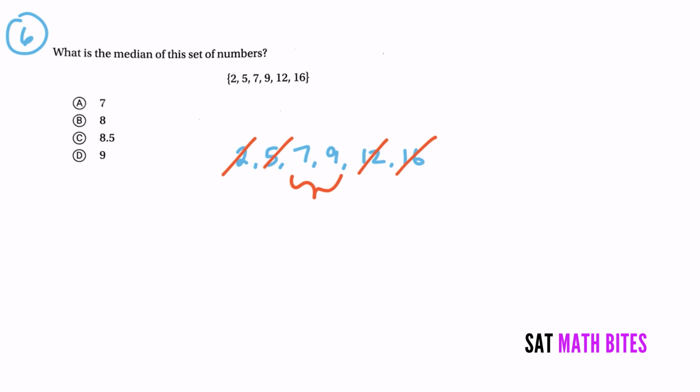So if you only had one number in the middle, that would be the median. But since we have two, we take the average of those two numbers, add them up, and divide by 2. So we get 16 over 2, which would be 8. So the answer to number 6 would be B.